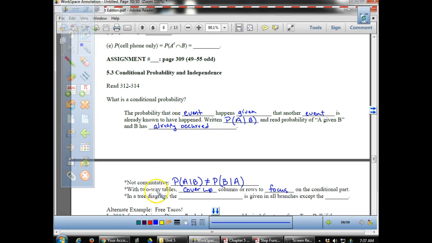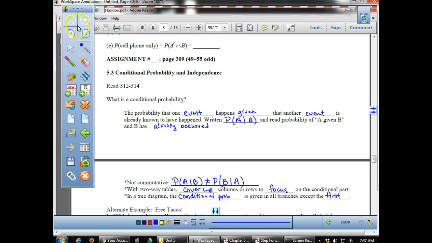In a tree diagram, the conditional probability is given in all the branches except for the first one. So the conditional probability is given in all the branches except the first.